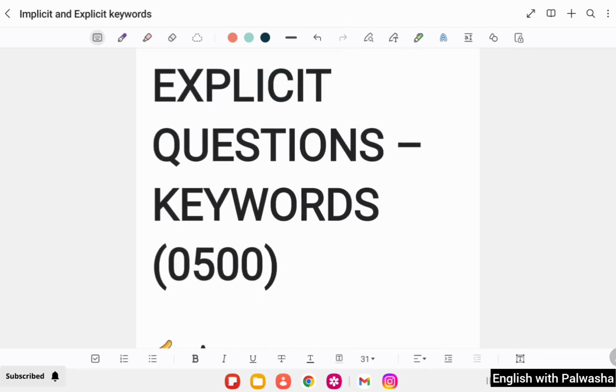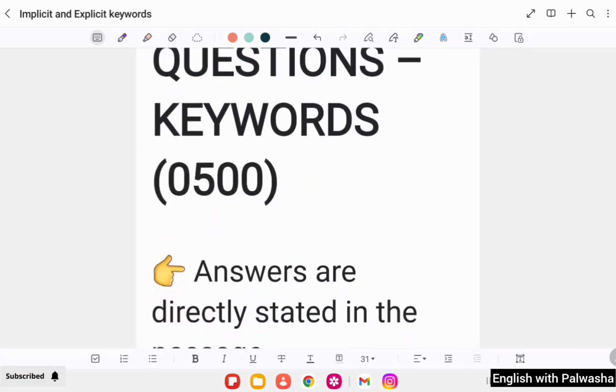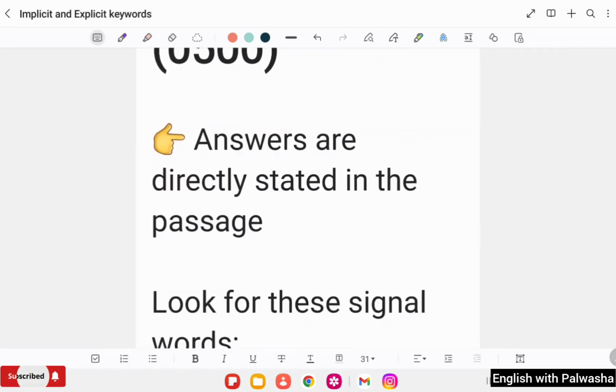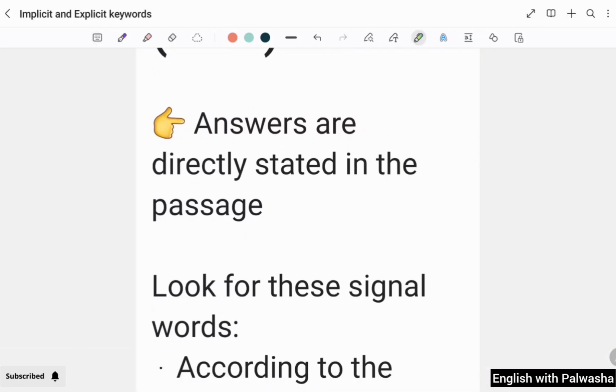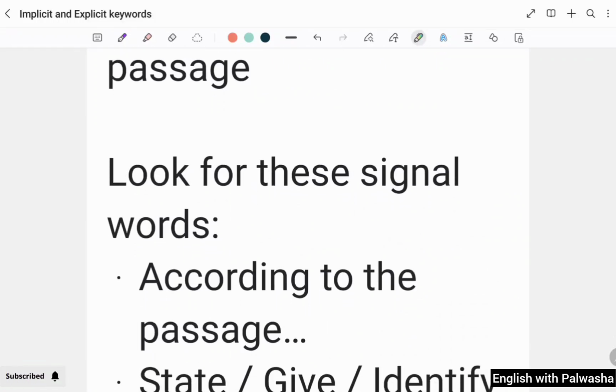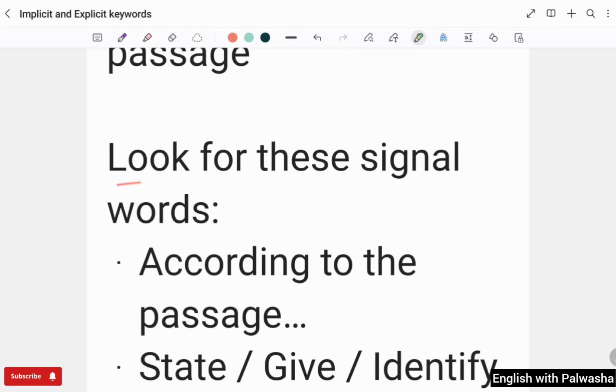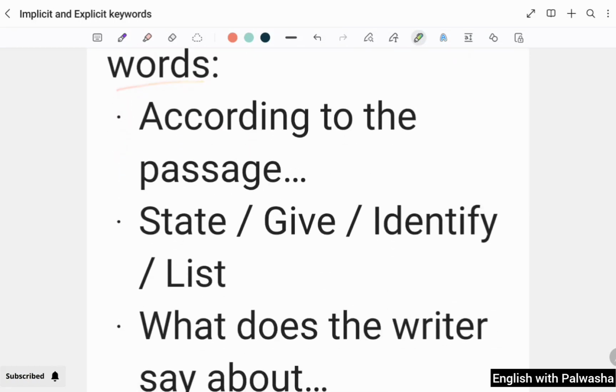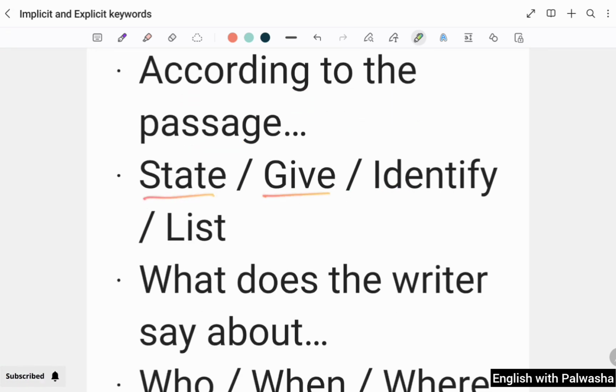Now, my dear students, there are explicit question keywords which I want to show you of 0500. The major important thing is that answers are directly stated in the passage. You have to look for these signal words, to identify whether these are explicit questions. So you have to look for these signal words. First one is according to the passage. If this is the keyword there, it means it's an explicit question. State, give, identify, list. This means it's an explicit question.